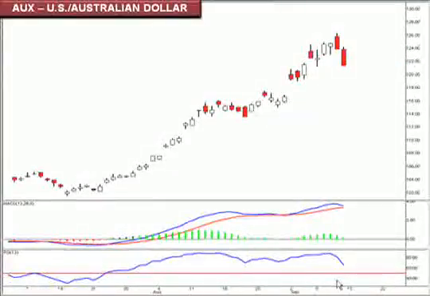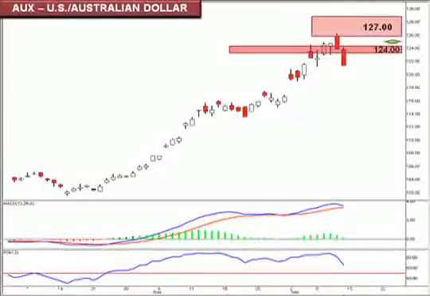And finally, let's take a look at the AUX, the US versus the Australian dollar. We were watching prices play into that 124 focal zone last week and suggested that this represented an area of possible resistance. We did, however, acknowledge that a continuation through this price range would likely target into the 127 focal zone that you can see here we've identified. Now, what's interesting is that we actually played into that 127 zone for one day, but prices turned around and closed back into that 124 area.